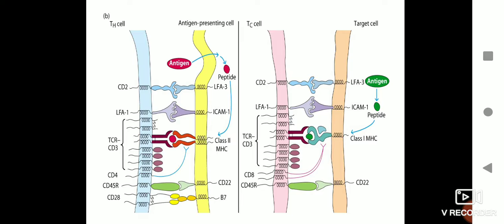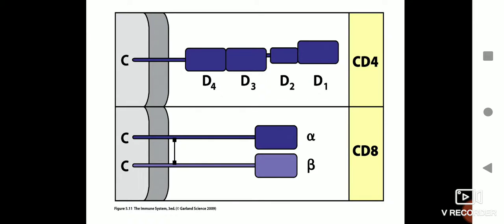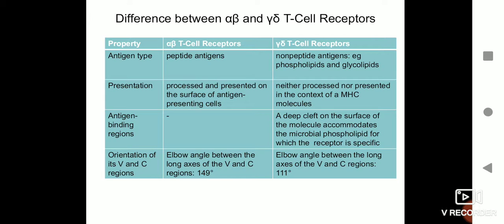And other than that, you can see a lot of other co-receptors as well as other accessory membrane molecules which also interact with the T cell, which leads to activation of the T cell. And here are the diagrams of CD4 and CD8. And this table will give you the difference between alpha beta T cell receptor and gamma delta T cell receptor based on various properties like antigen type. What kind of antigen can be bound by alpha beta T cell receptor and that by gamma delta T cell receptor, right? So please go through this table.